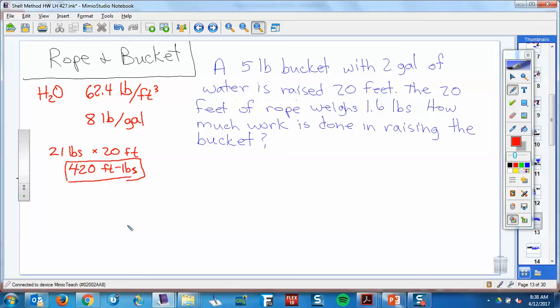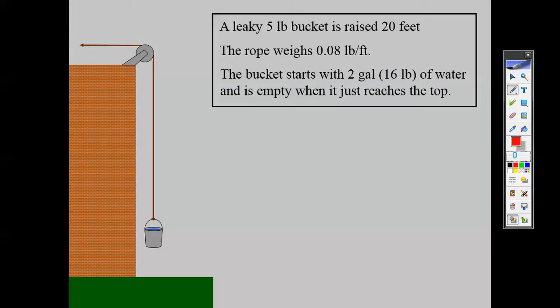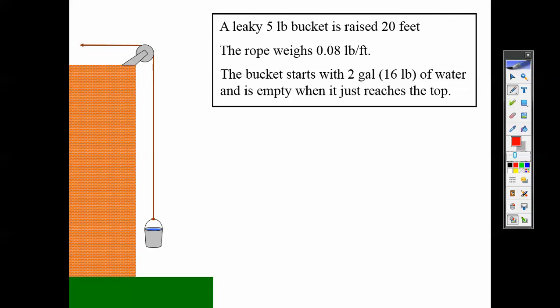Now, in physics class, you would probably ignore the weight of the rope, and you would just work on the body. But we're not going to ignore the weight of the rope, so we're going to figure that in. So, how do we do this? Let's go back to the PowerPoint here. They do it a little bit differently, how they set it up. I'm going to show you how I think is a good way to set it up. Theirs is pretty similar. It says 0.08 pounds per foot. Now, what's 0.08 times 20?